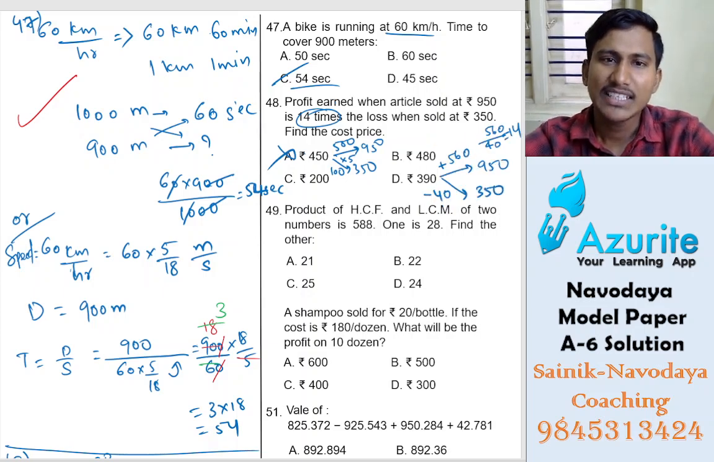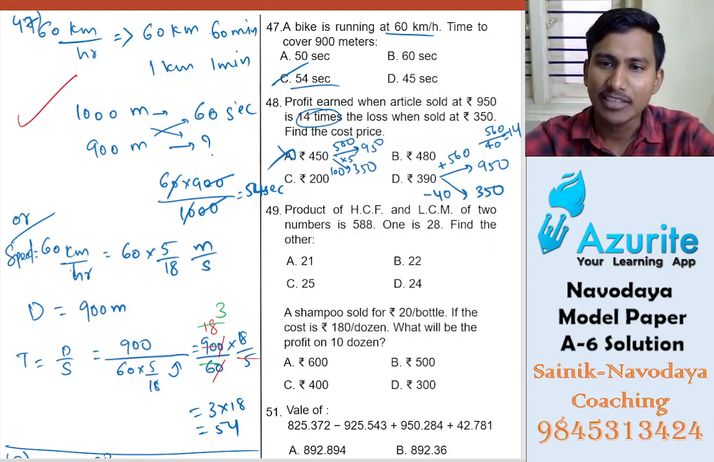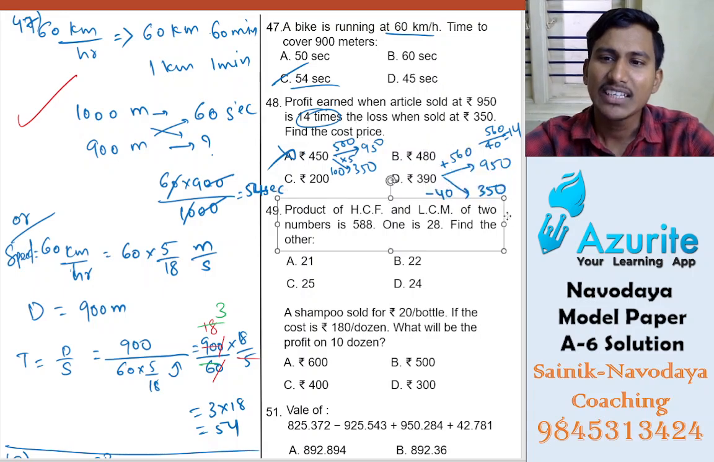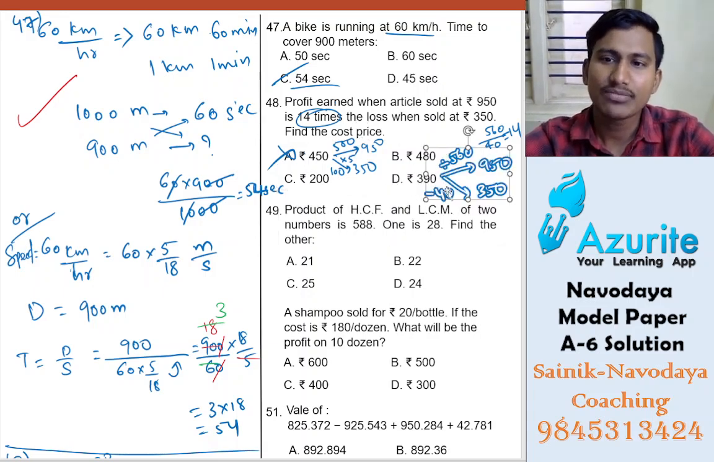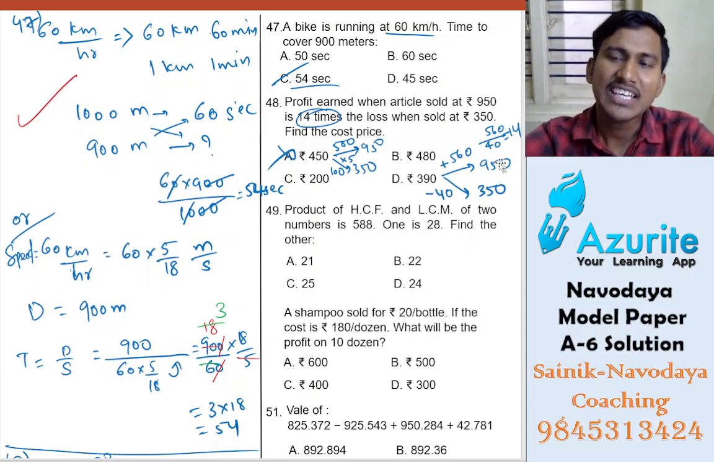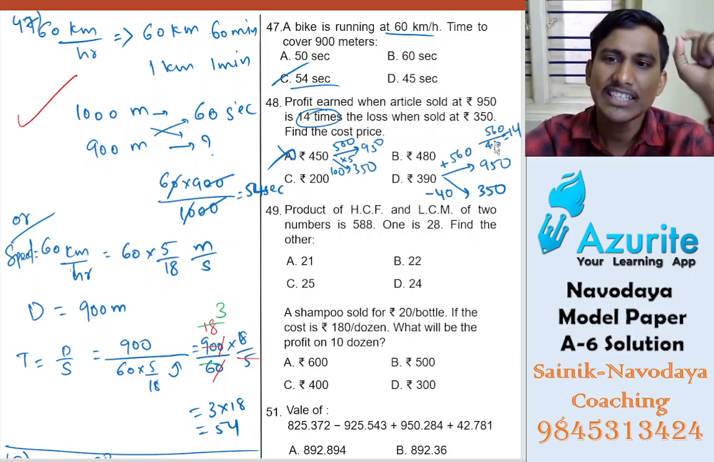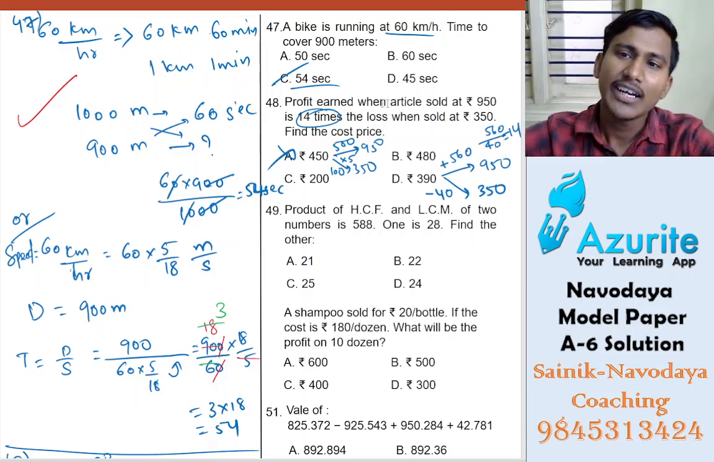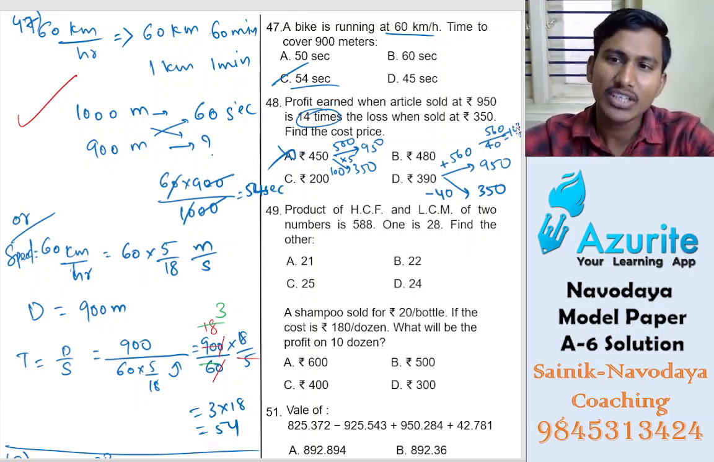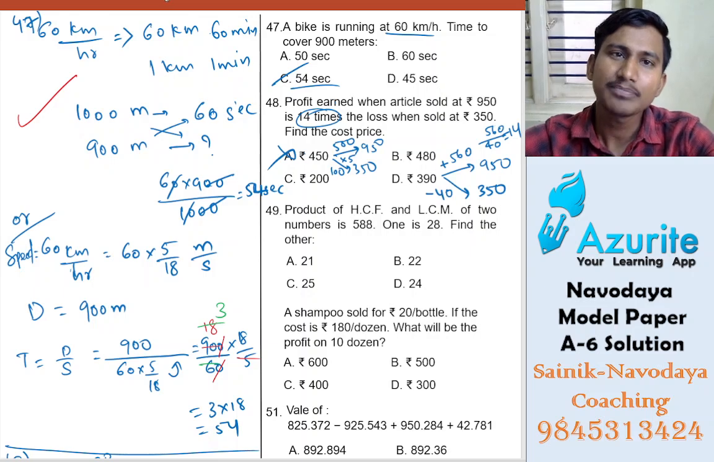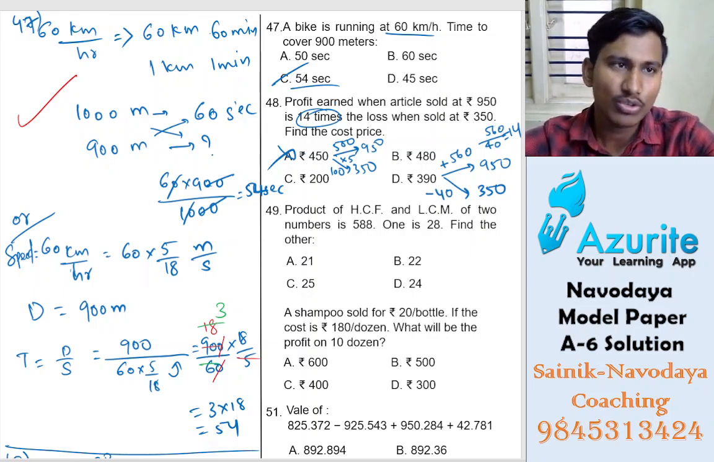So see here, if you go with option D, 390. If you sell at 350, 40 rupees is the loss. If you sell at 950, if you minus 950 and 350, you will get 560. How many times? So 560 divided by 40, 0 0 cancel and 14 will come as the answer. So it is 14 times. So that is why the answer is option D here. Better you go with options. This is very easy. Option D is the answer. Understand?